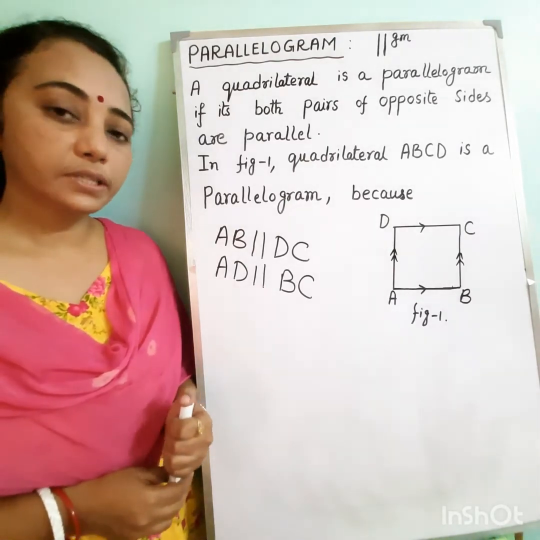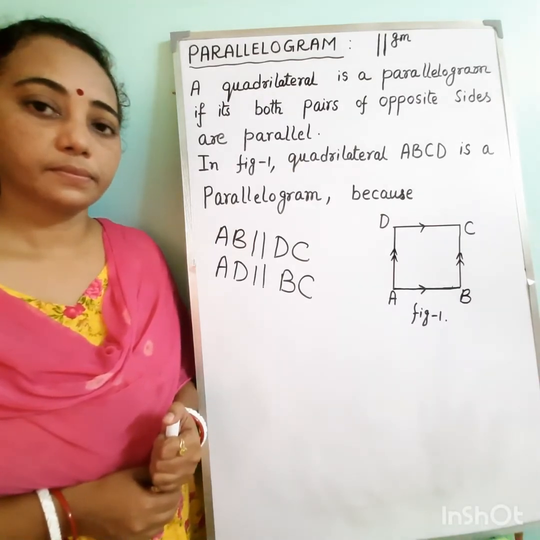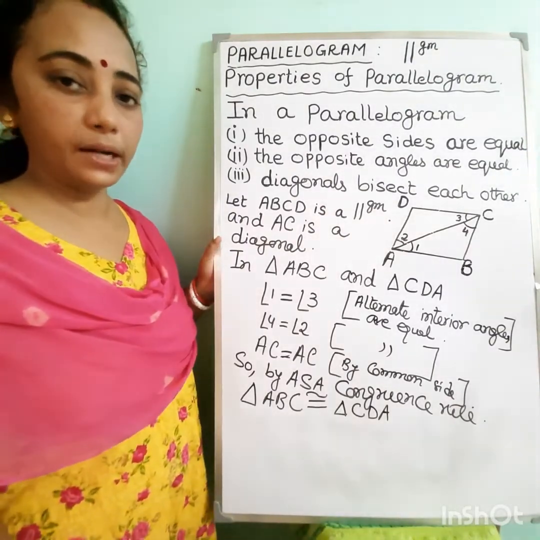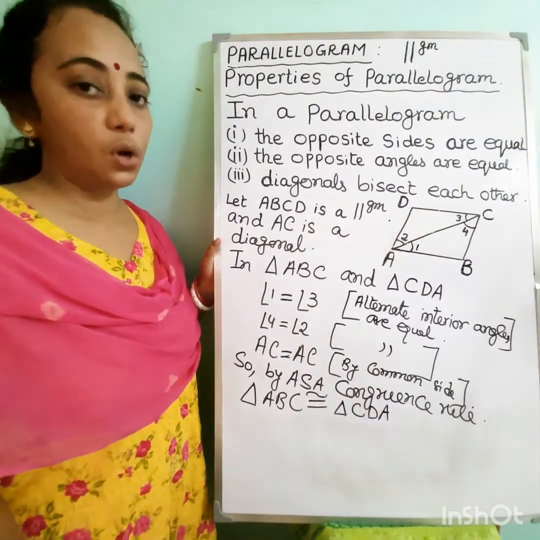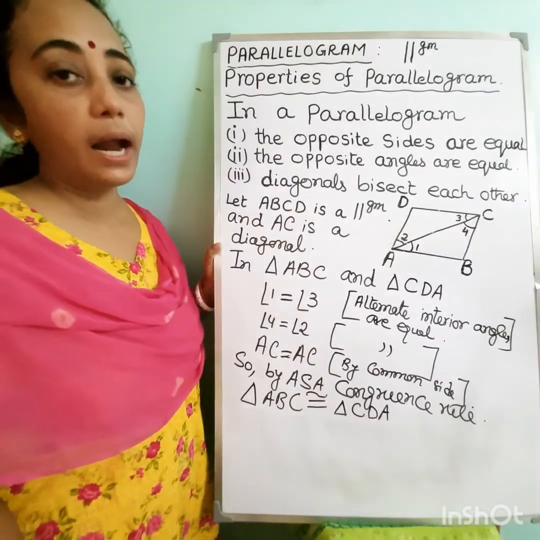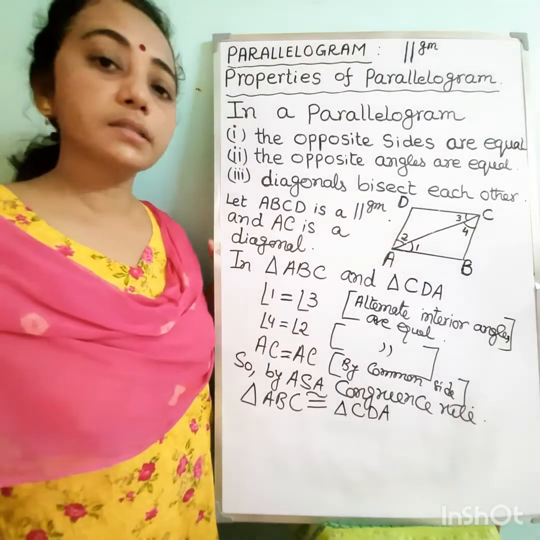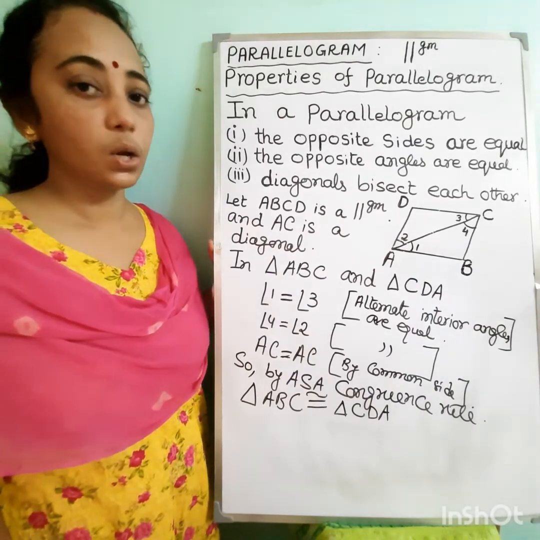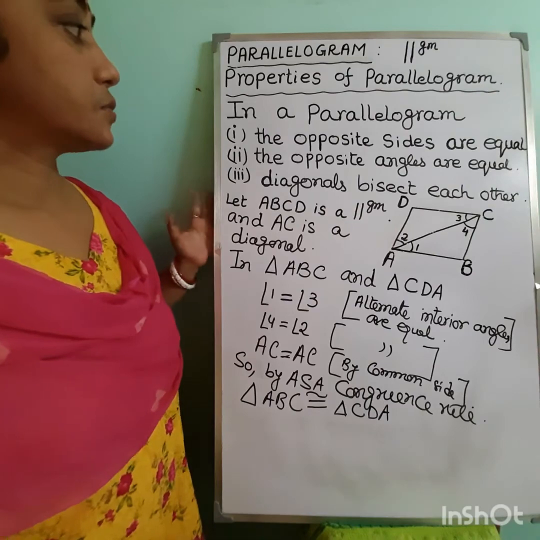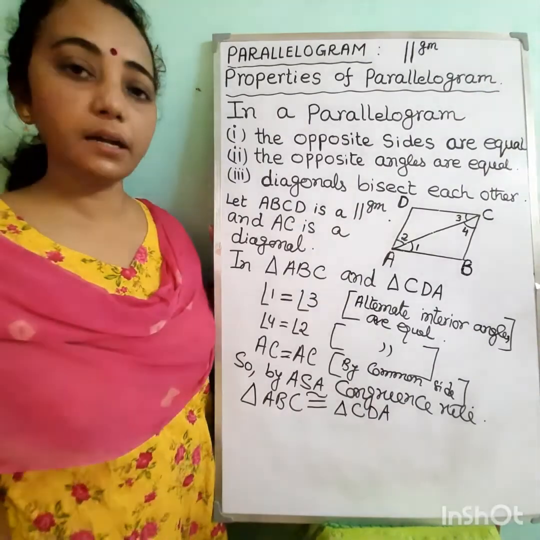Now we will discuss the properties of a parallelogram. In a parallelogram, the opposite sides are equal, the opposite angles are equal, and diagonals bisect each other. There is another important property: the sum of any two adjacent angles is 180 degrees. Let us first see the two important properties, that opposite sides are equal and opposite angles are equal.